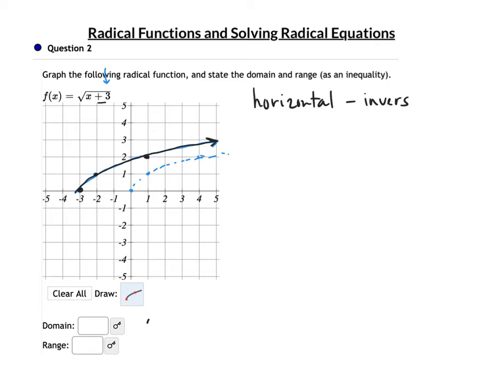For the domain, the x's are all greater than or equal to negative 3. Notice that plugging in negative 3 for x makes the square root of 0. That's the smallest that x can be. The range, all the y values are greater than or equal to 0.